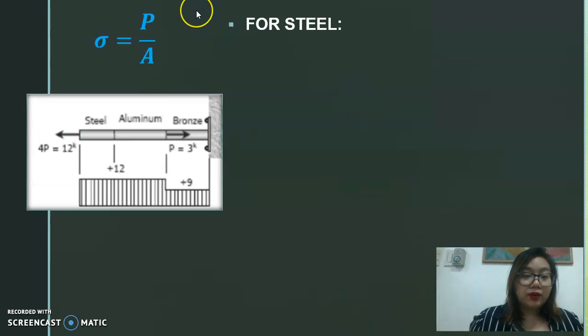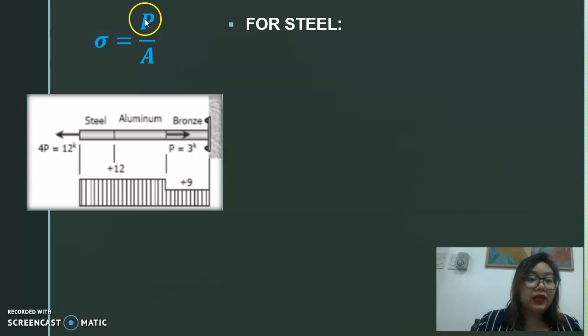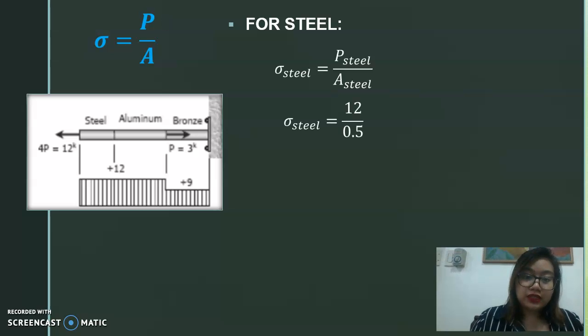To get the stress, we are going to use this formula, P over A, wherein P would be the normal load and A would be the area of the bars. So for steel, the load on the steel would be 12 kips over 0.5 inches squared. Dividing the values here would give us the value of 24 KSI.